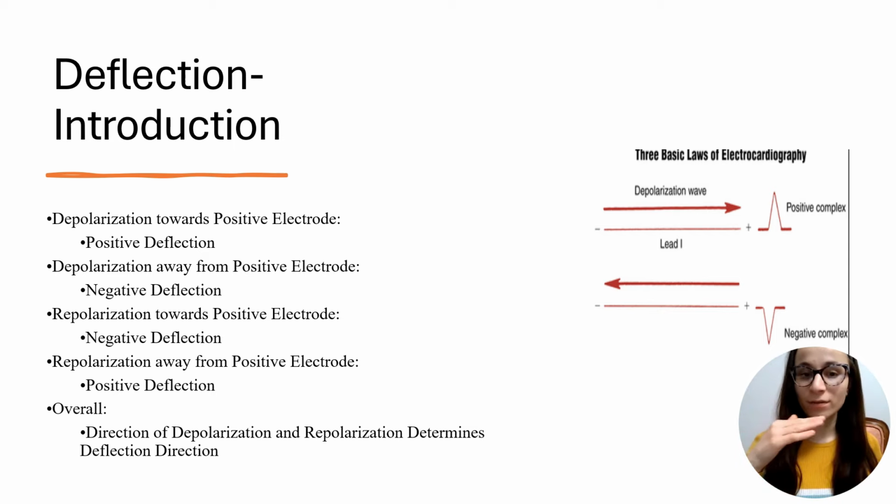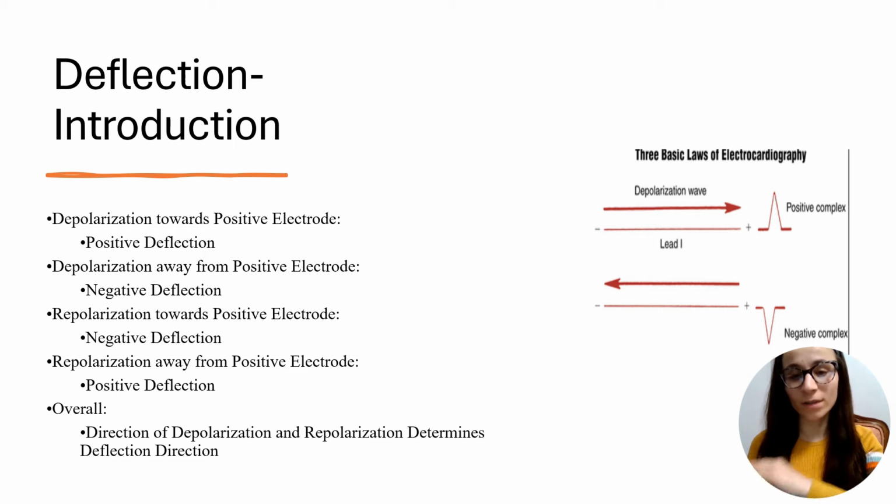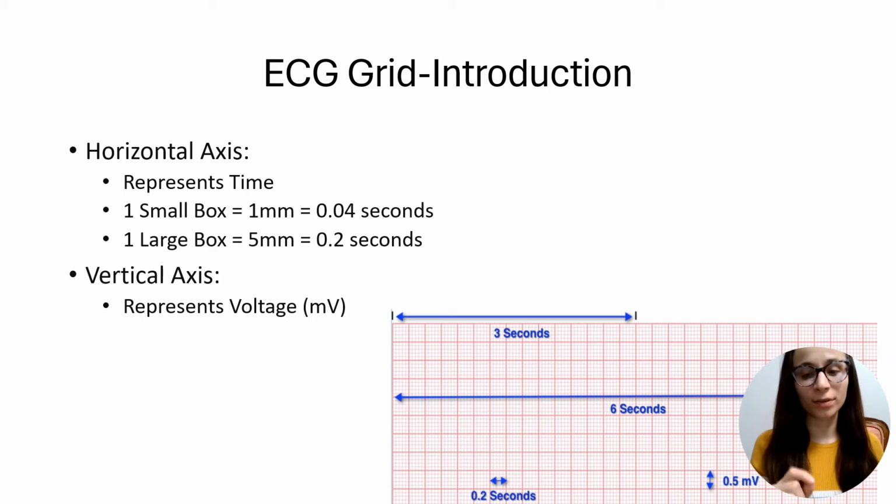When those waves move towards a specific point in the body where the electrodes are placed, it's going to be a positive deflection, or a spike up. When those waves move away from the electrodes, it's going to have a negative deflection, a spike down. So this slide, you really have to commit to memory. This is going to be your basis in terms of diagnosing something and seeing if it's abnormal or normal.